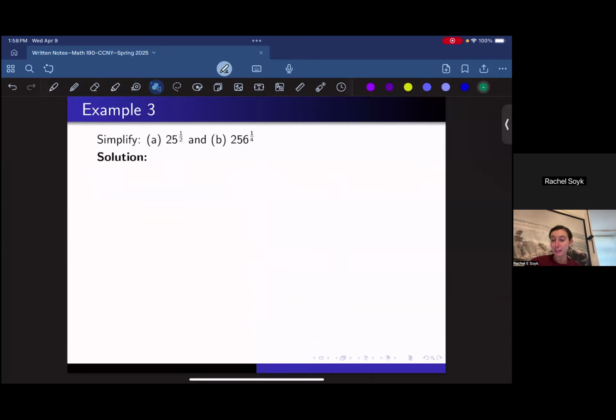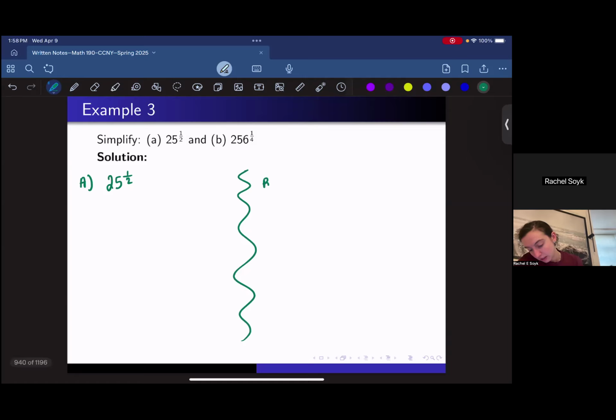Let's do some more examples together. 25 to the 1/2. We're gonna simplify that in a moment. This is where really understanding these conversions will help come in handy, because 25 to the 1/2 is the same as the square root of 25, and we know that the square root of 25 is just 5.